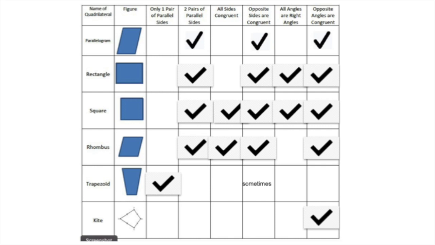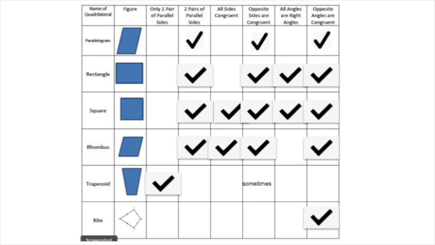A trapezoid has one pair of parallel sides and can sometimes have one pair of opposite sides that are congruent. So in this example, we have an isosceles trapezoid. That means that the left and the right sides are equal to one another, but the top and the bottom base are not equal to one another. Having equivalent sides is not a requirement of a trapezoid, so that's why we call this an isosceles trapezoid.